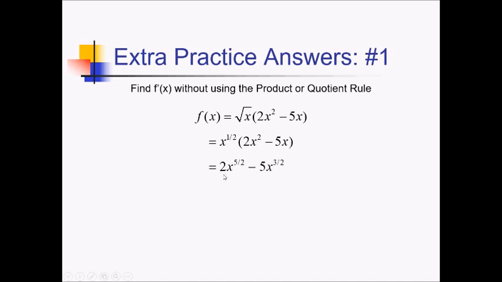Now, using my power rule, 2 times 5/2 is just going to be 5 for the coefficient, and we'll have x to the 5/2 minus 1, so that's 3/2. Next, we're going to have 5 times 3/2, so that's 15/2 for our coefficient there, and we'll have x to the 1/2, and that's our derivative.